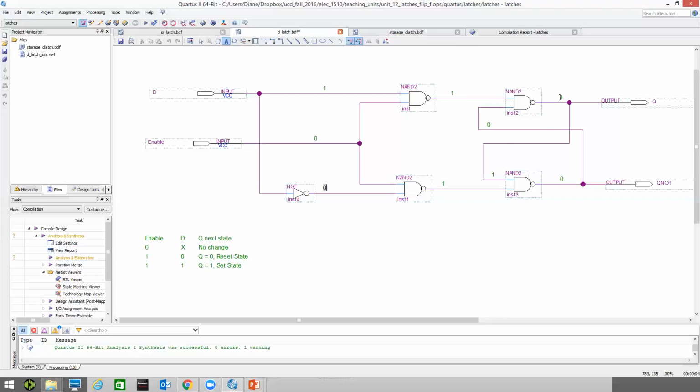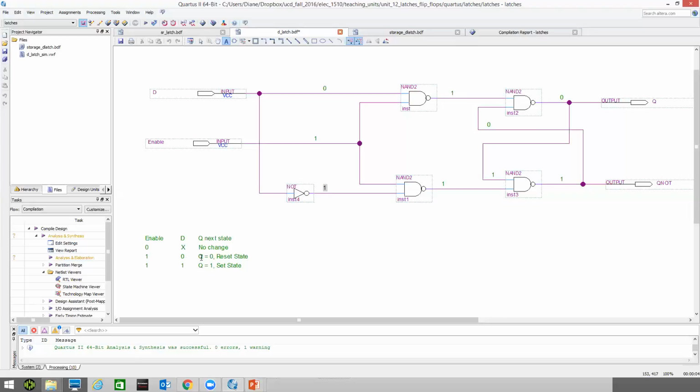Now let's take a look at what happens when, let's say that Q is a 0, Q naught's a 1. When D is a 0, we're going to change enable to a 1. D naught then must be a 1.